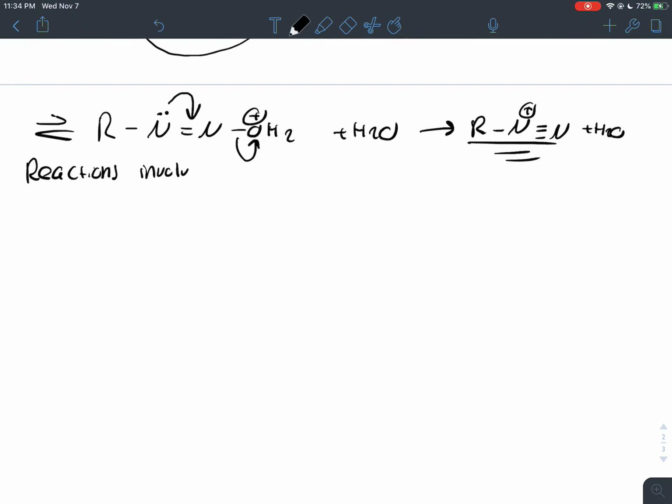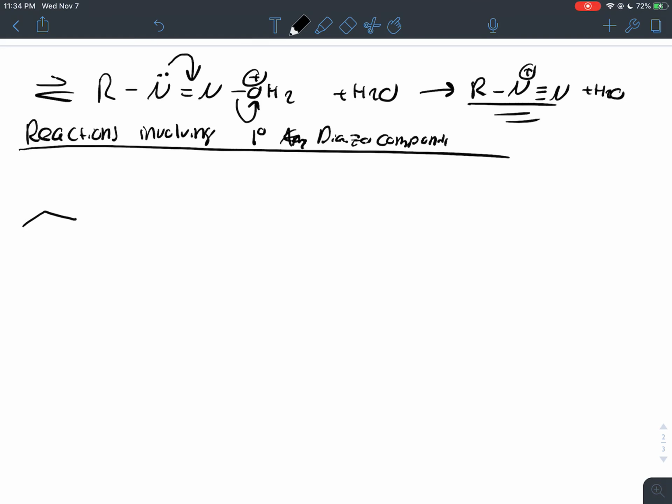So now, reactions involving primary diazo compounds. Let's say we have this compound, NH2. So we react with NaNO2 and HCl. You form N2 plus. Remember, it's nitrogen gas, so it's a really good leaving group. It's just going to dip. So you lose this as N2 gas.